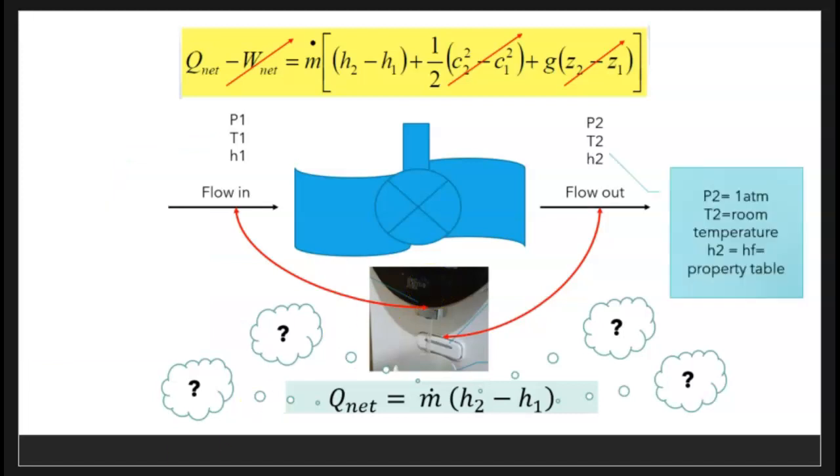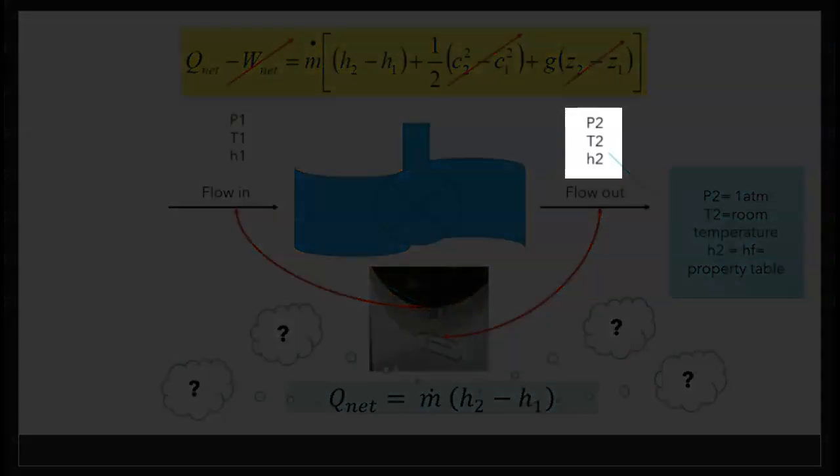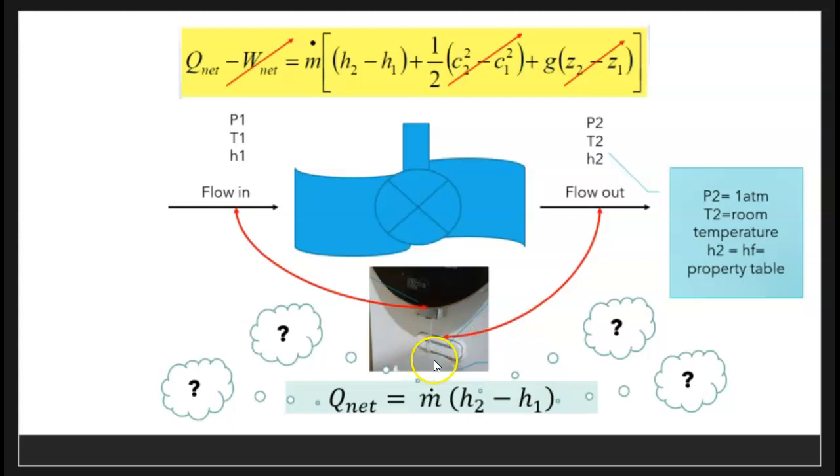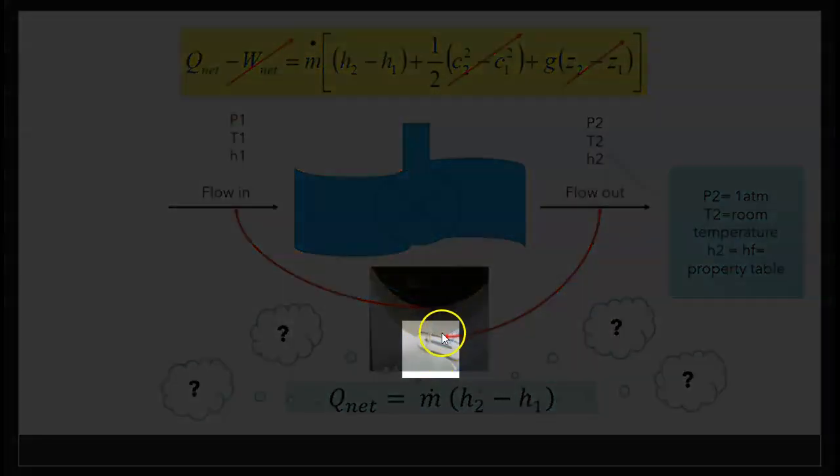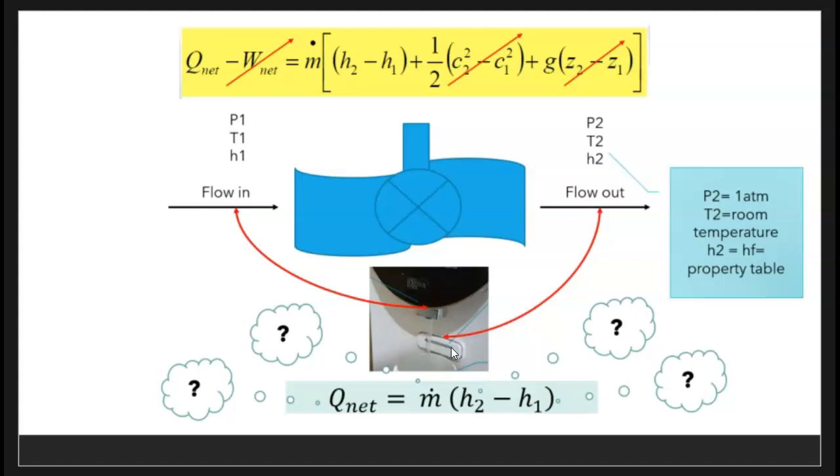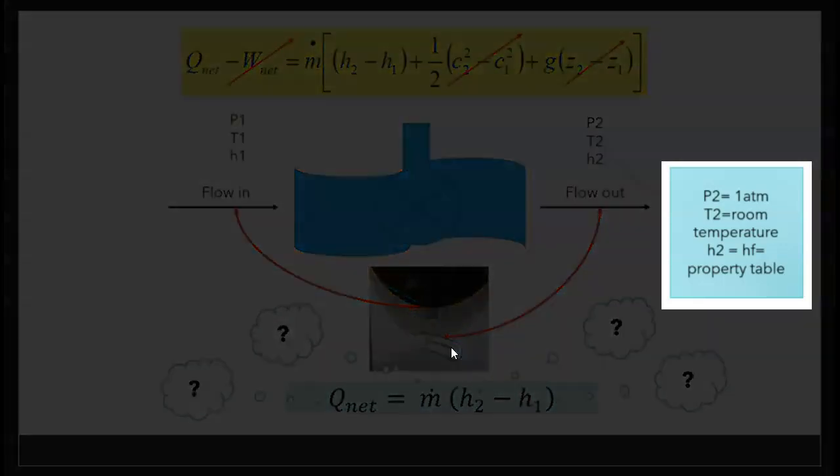Next is to find the state 2 condition, right? Let's have a look at the state 2 condition over here. As you can see, the water is flowing out to the environment of the room that you are in. Okay, so given that environment, the pressure should be 1 atm, the same as the environment, and the temperature too, you can get from the temperature of the room at that moment.